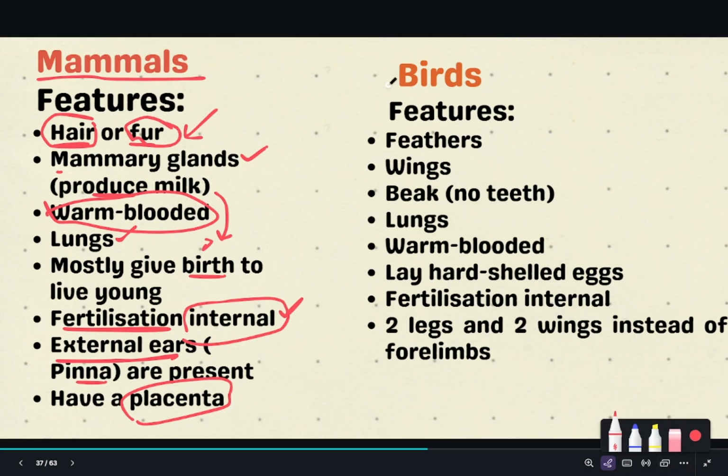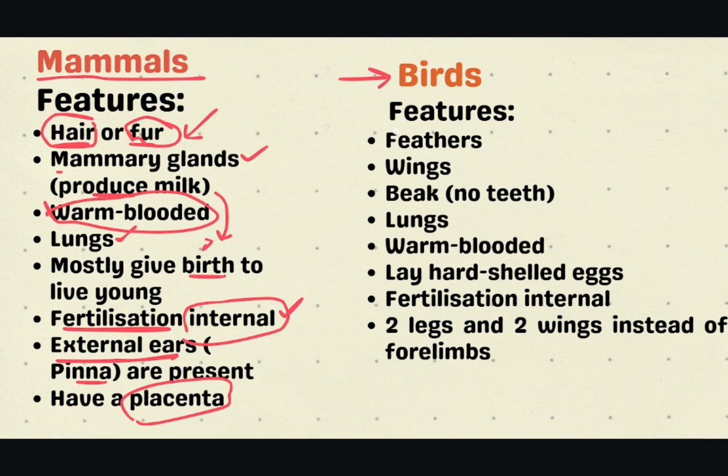Okay. Now going over the birds class. Birds have very basic features that you need to remember: they have feathers, they have wings, they have a beak. They do not have any teeth, and that's the reason why they have beaks. And again, they also have lungs.